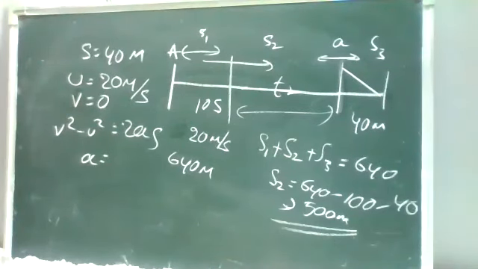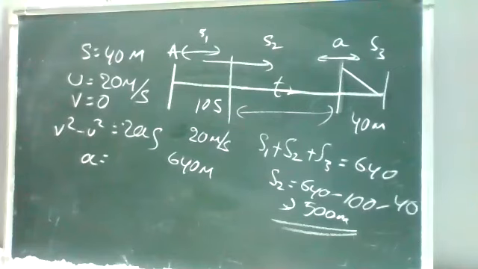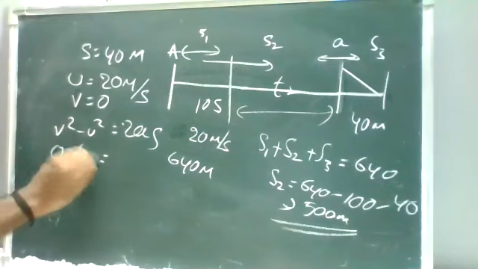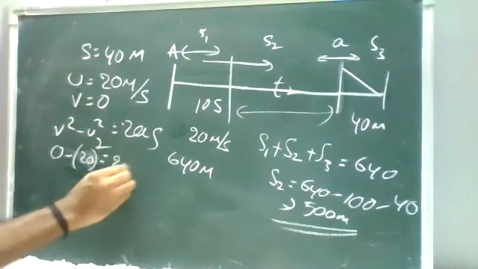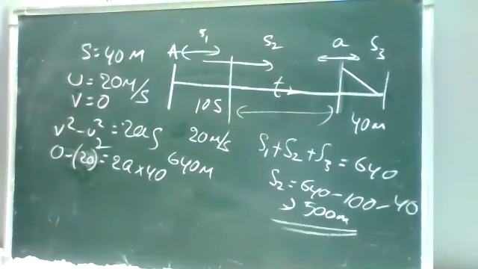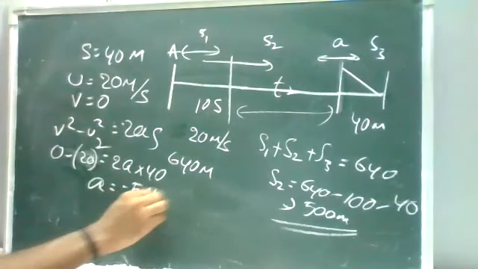V is equal to 0, U is 20 meters per second, S is equal to 40 meters. 10 meters per second square. How much, ma? Not 10. Please check once more. So V is 0, U is 20 square. Okay. So 2A, S is 40. This is 20 square. Minus 5, yes ma. Yes, so the acceleration is minus 5 meters per second square.